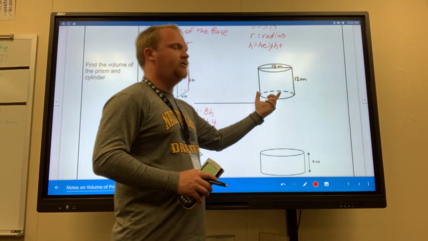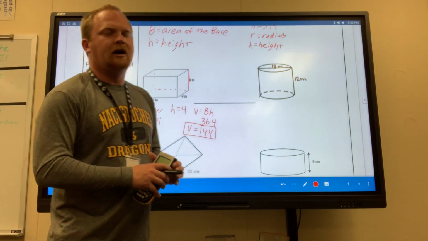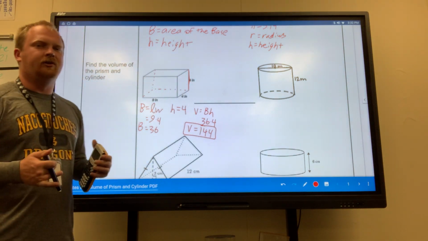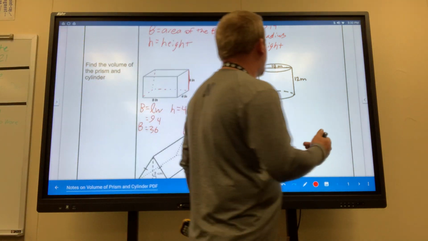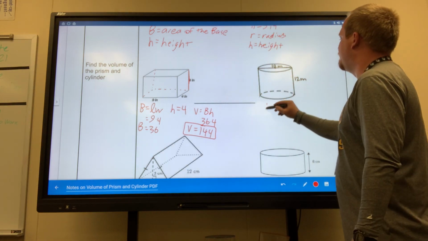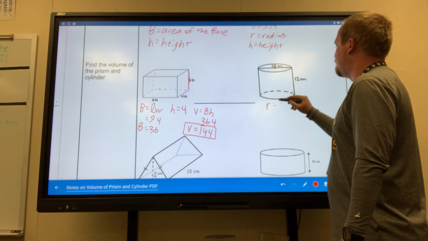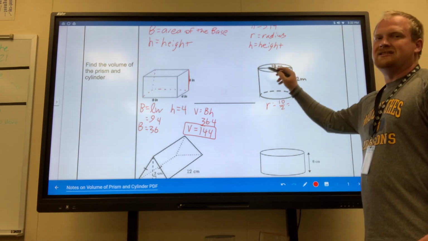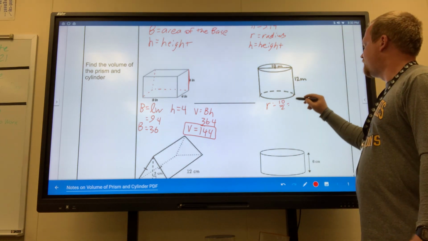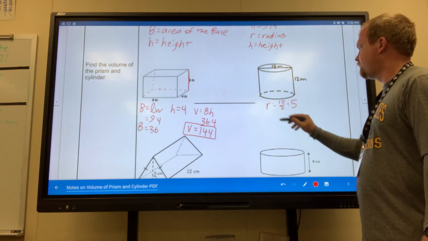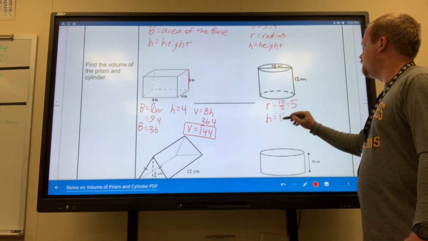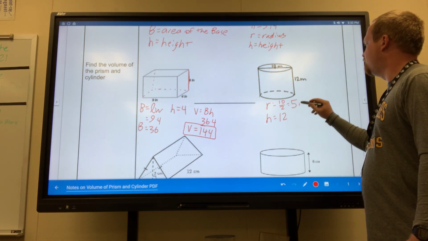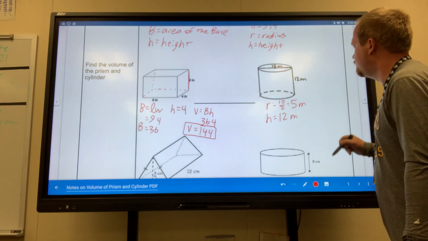Next, I have a cylinder. Okay, I want to find the volume of the cylinder. So first off, I got to know what my radius is, which I know that to be 10 over 2, because this is not my radius, it's my diameter. 10 divided by 2 gives me 5. My height is 12 meters. Well, this is 5 meters. This is 12 meters.